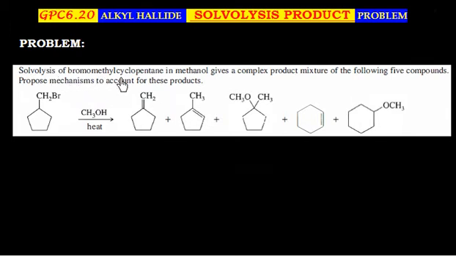Solvolysis of bromomethyl cyclopentane in methanol gives a complex product mixture of the following 5 compounds. Propose mechanisms to account for these products. So if we do solvolysis of this molecule, we are getting 5 products. So this is 1, this is 2, 3, 4, 5.